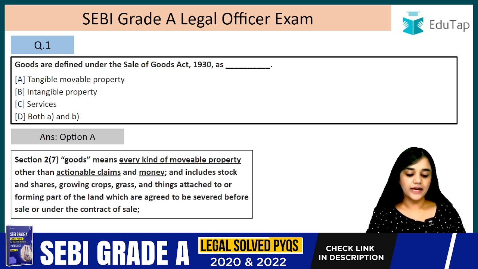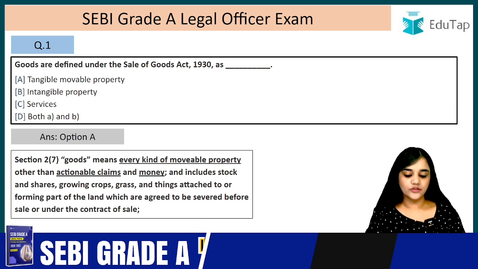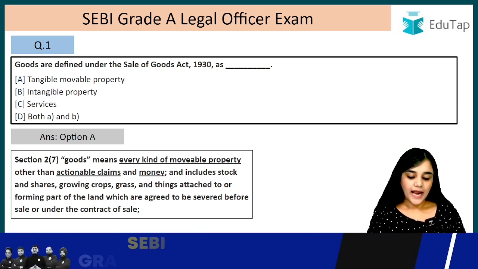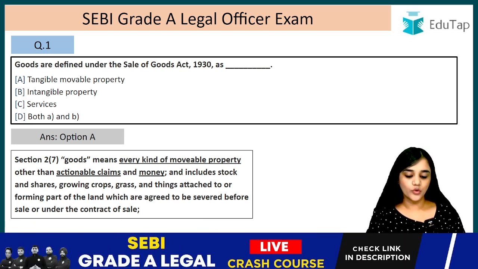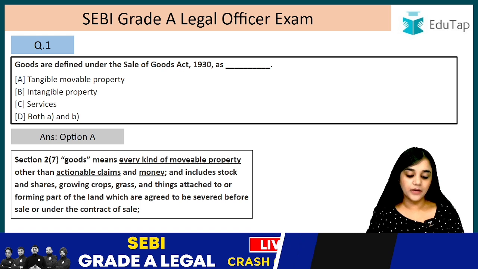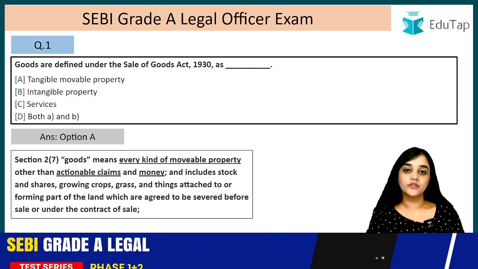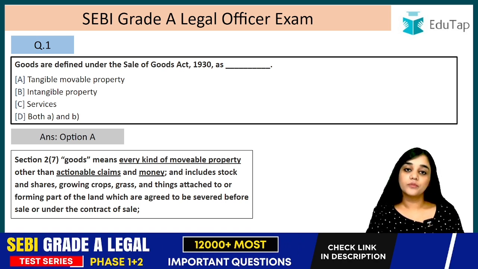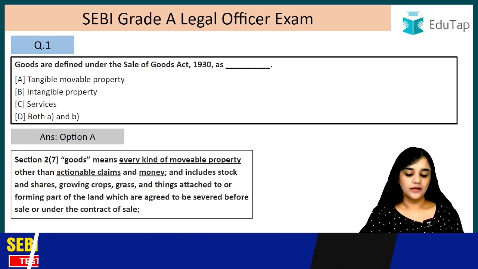Goods mean every kind of movable property other than actionable claim or money, and include stocks and shares, growing crops, grass and things attached to or forming a part of the land, but which are agreed to be severed, right? It is agreed that it is going to be separated from the earth before sale or under the contract of sale. So this is what goods mean, and goods are the subject matter in the contract of sale, right?